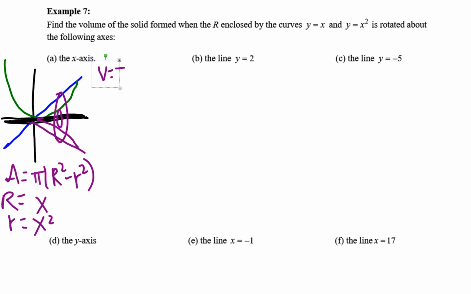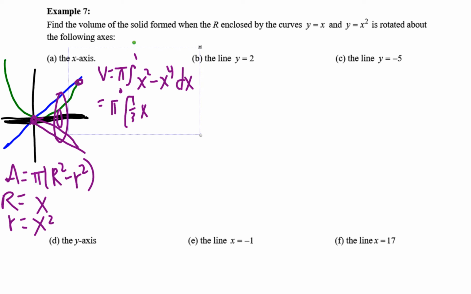So the volume would be given by pi. And we're going from 0 to 1 where they intersect. Big R squared minus little r squared. Okay, antiderivative. Plug it in. 1/3 minus 1/5 minus 0. So that would be what, 2/15 pi?